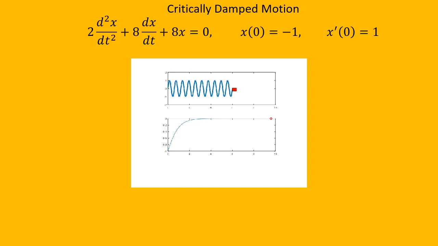So what we saw was that as time went on, the spring, which started off somewhere around here, just slowly approached this, no oscillations whatsoever. This is common in critically damped and overdamped motion.